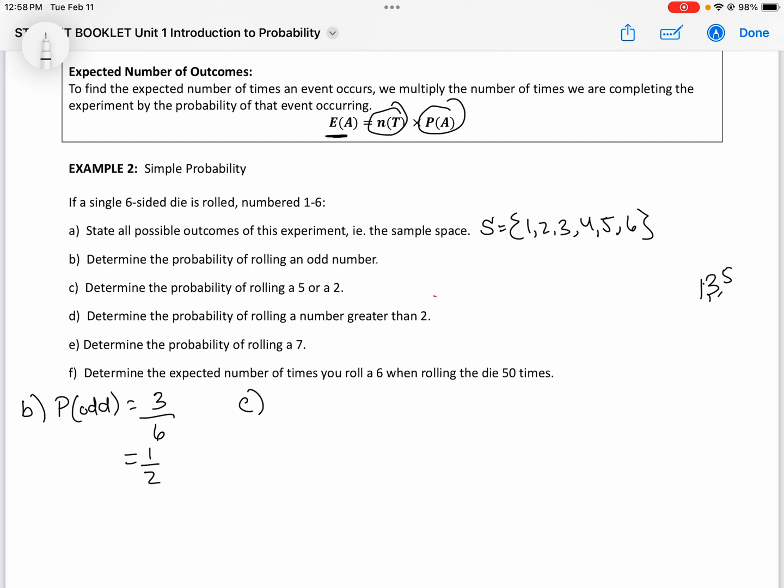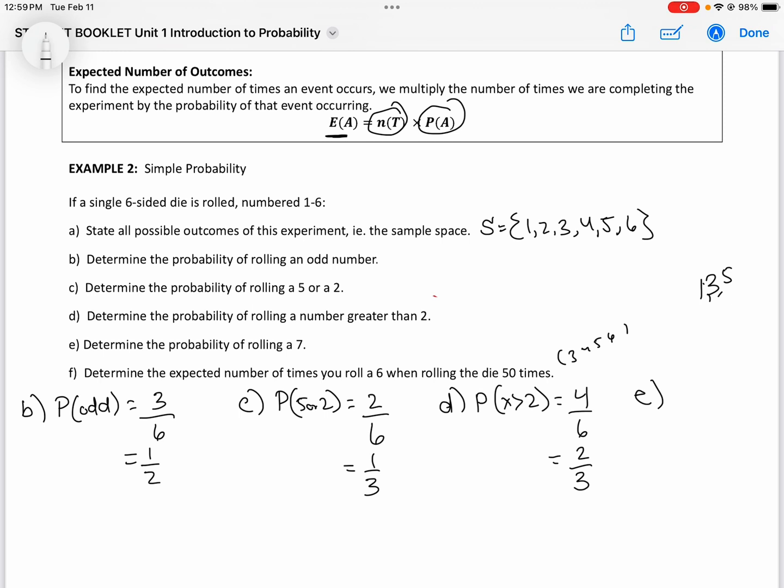C, determine the probability of rolling a 5 or a 2. How many 5s or 2s are there? There's 1 five and 1 two, so that's 2 different possibilities out of 6, which is 1/3. D is determine the probability of rolling a number greater than 2. Strictly greater than 2 does not include 2. So it's going to be 3, 4, 5, or 6. So there's 4 possibilities out of 6, which is 2/3.